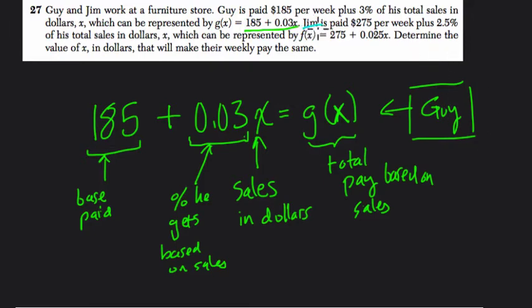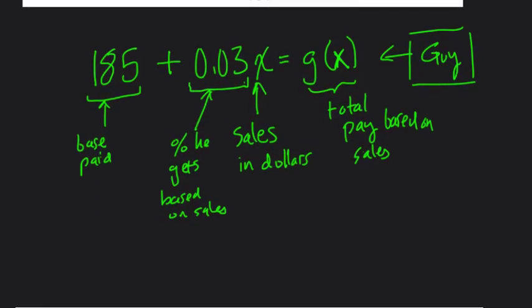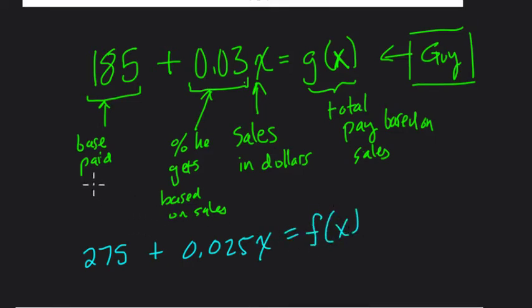Now, this other person, Jim, is a little different. Paid $275 per week, plus 0.025% of the sales, and that equals f of x. So actually, we don't need to rewrite everything. We have the same things: base pay, percentage based on sales, sales in dollars, and total pay based on x. Two different ways of saying the same thing.